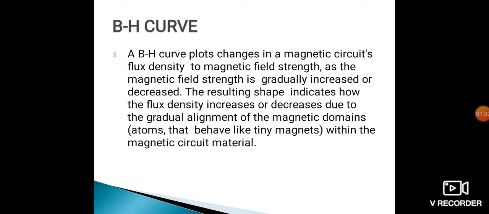A BH curve plots the changes in the magnetic circuit flux density against the magnetic field intensity or the magnetic field strength. As the magnetic field strength is gradually increased or decreased, the resulting shape indicates how the flux density increases or decreases due to the gradual alignment of the magnetic domains.